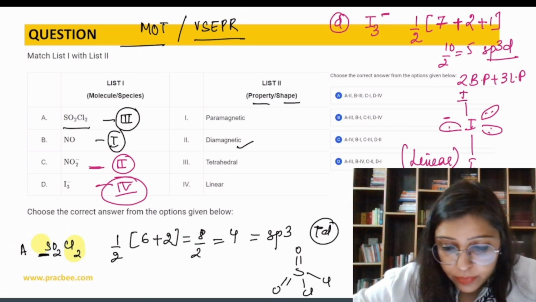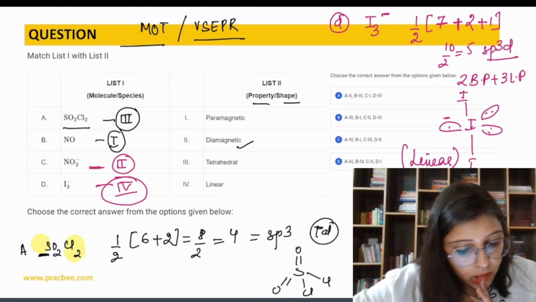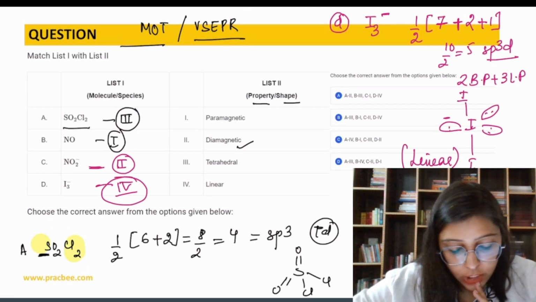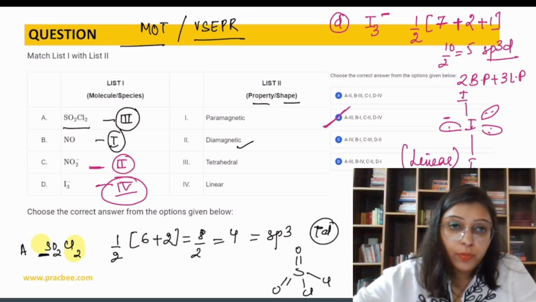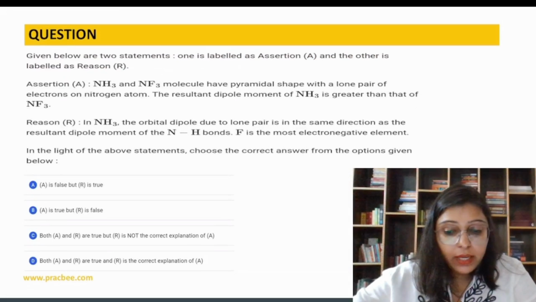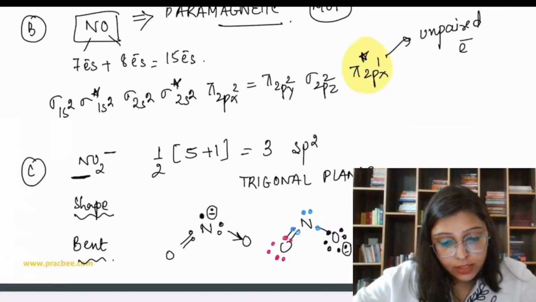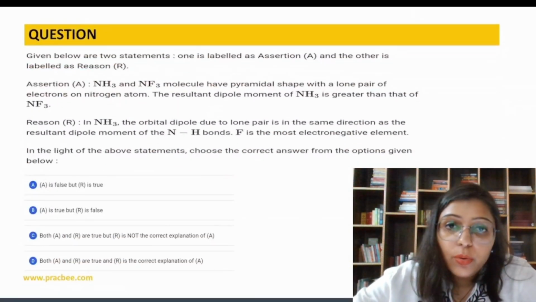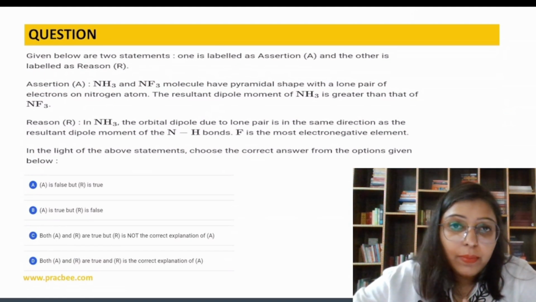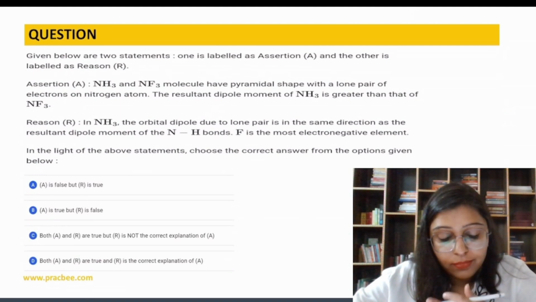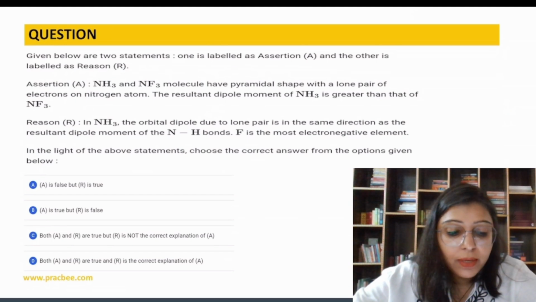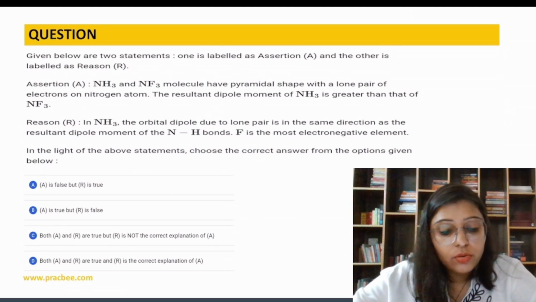So now let's check the options. SO2Cl2, A, option 3. Then B, option first, C, option second, and D, option fourth. So option B is the correct option. Okay. Now let's do the next question. So what is the next question? Given below are two statements. One is labeled as assertion and the other is labeled as reason R. So let's check. Assertion A: NH3 and NF3 molecules have pyramidal shape with a lone pair of electrons on the nitrogen atom.